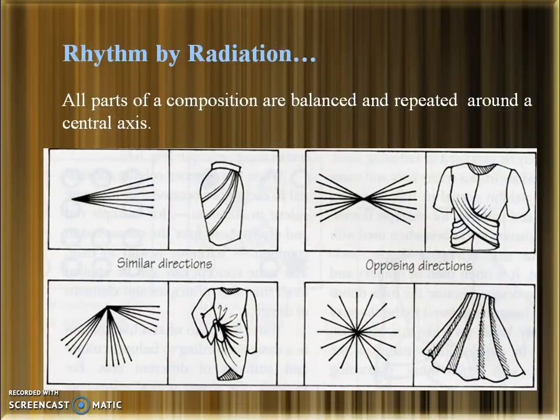Then comes rhythm by radiation. Here, all parts of the composition are balanced and repeated around a central axis. So you can see in all the examples there is a central axis and the composition is radiating from it, in this dress or in the circular format. It is radiating from a central point.